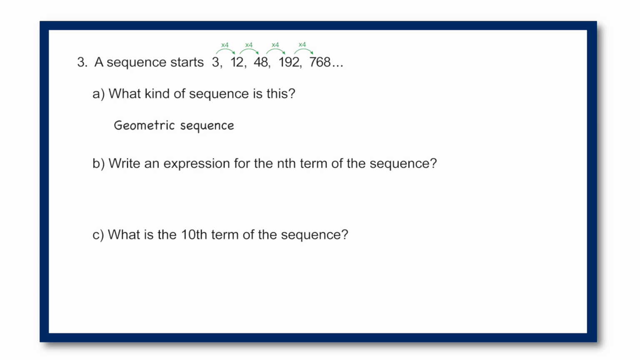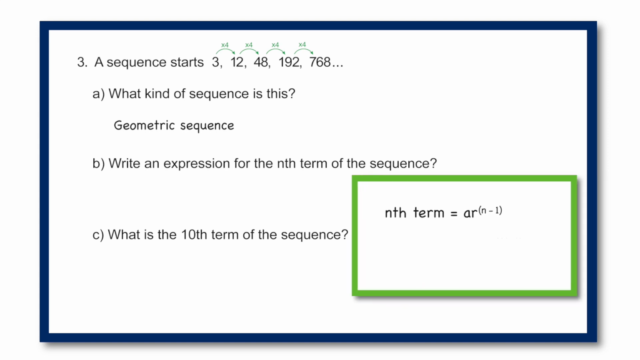For part B, write an expression for the nth term of the sequence. As we covered this in the previous video, the nth term for a geometric sequence is a multiplied by r to the power of n subtract 1, where a is the first term and r is the multiplier. So the first term in the sequence is 3 and our multiplier is 4. So the nth term is equal to 3 multiplied by 4 to the power of n subtract 1.